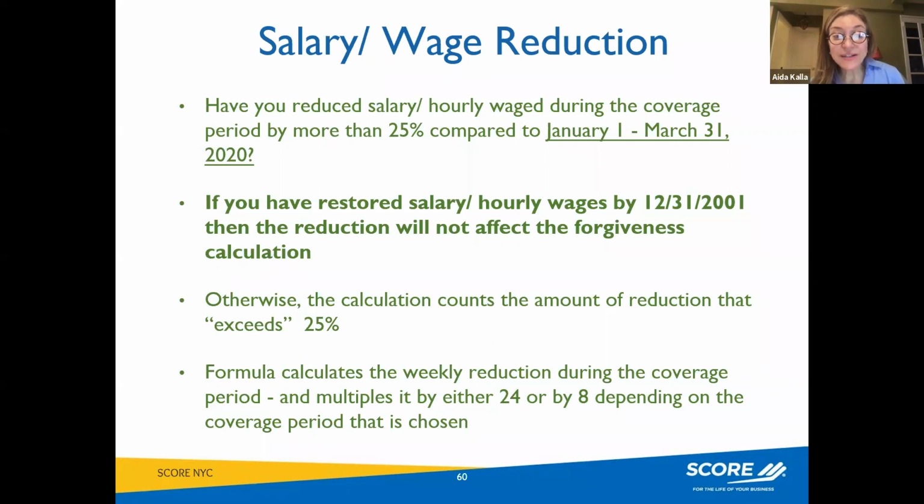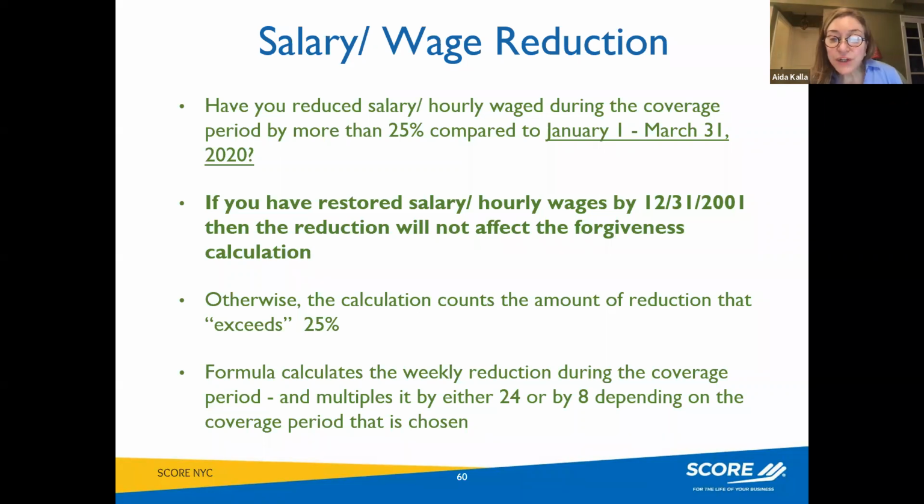If the reduction is not more than 25%, then that's it. You don't have an issue here at all. If it is more, you're going to have to, in the calculations, take the excess of your reductions over the 25%, and that amount can go towards reducing your forgiveness amount. Again, unless you do not restore by December 31st.